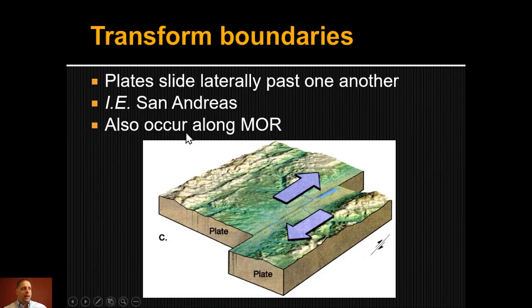Here I have an example of a transform boundary. This is where two plates are sliding across one another. Nothing too exciting here, except that for us, this is what the San Andreas Fault is. A lot of people like to say that California is going to fall off into the Pacific Ocean in a million years or something like that. It's not. It's sliding along North America.